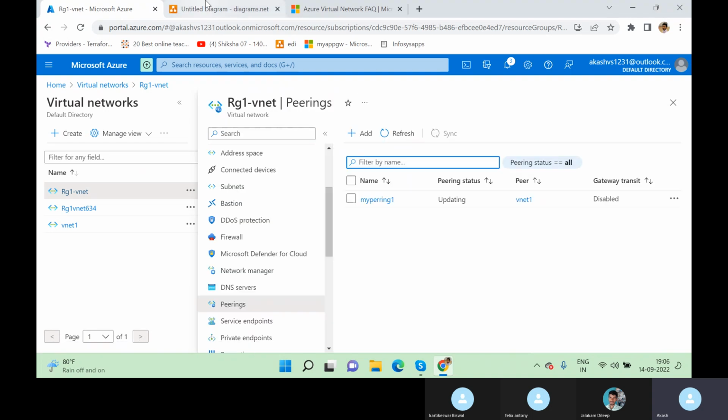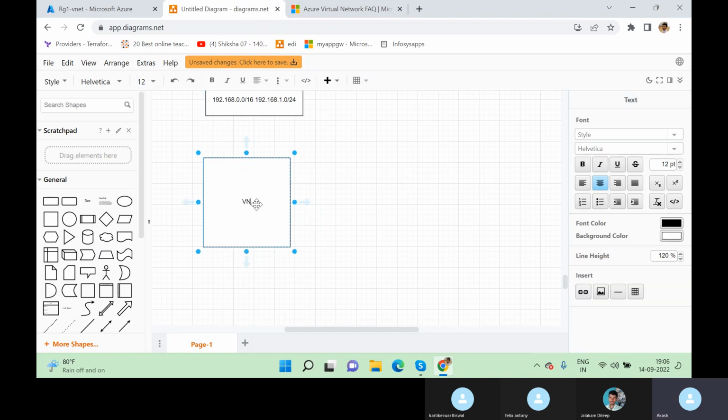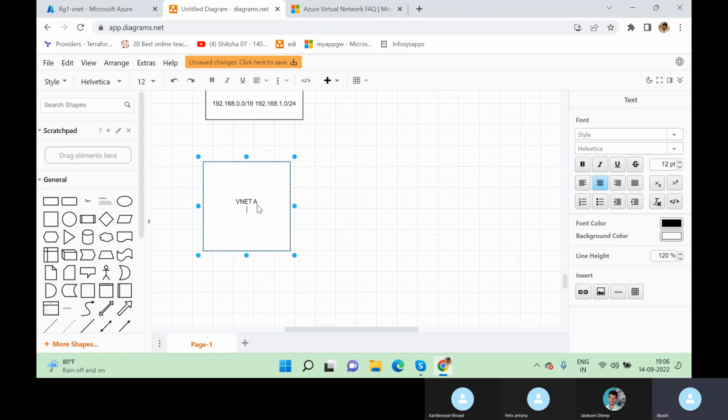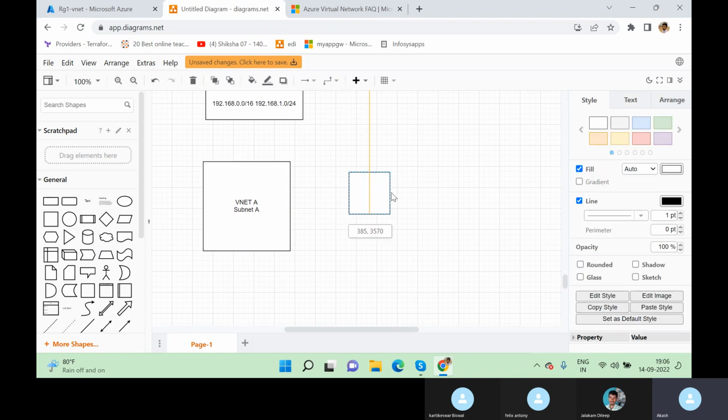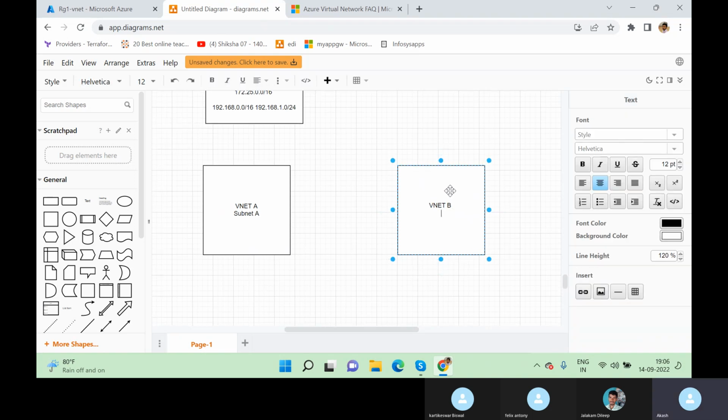So what you guys do is, you just do one thing, create a VNet. That is obviously what you're going to do. Create VNet A, subnet A. And here create VNet B, subnet B.